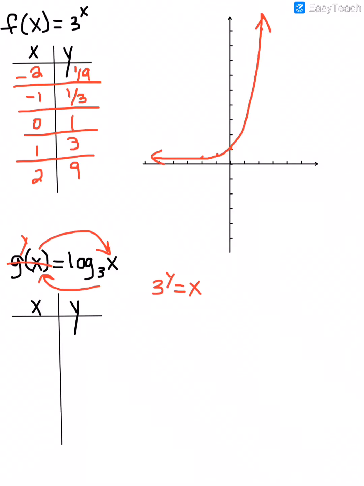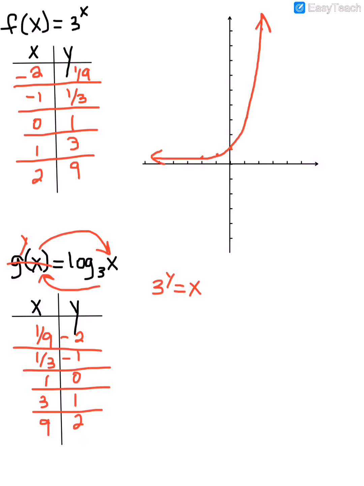So instead of plugging in values for x, let me plug in values for y. So I'm going to plug in the same values that I used for x in the previous function. All right, so if I do that, I'm doing the same thing. I'm doing 3 to the negative 2 power. We know that that's 1/9. 3 to the negative 1 power is 1/3. 3 to the 0 power is 1. 3 to the 1 power is 3. And 3 squared is 9.